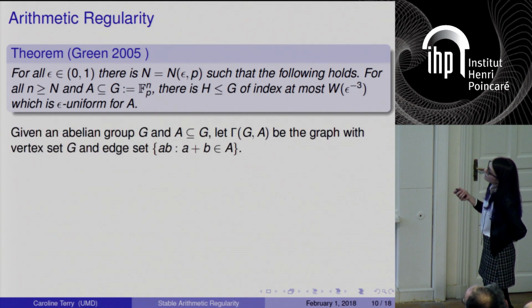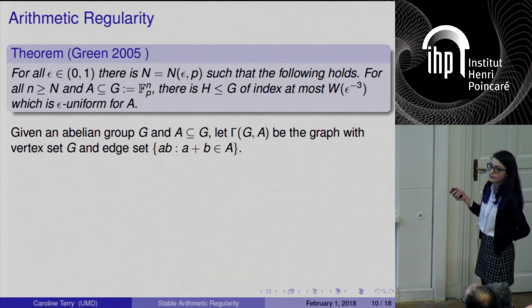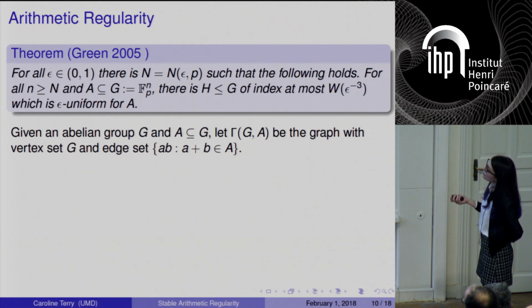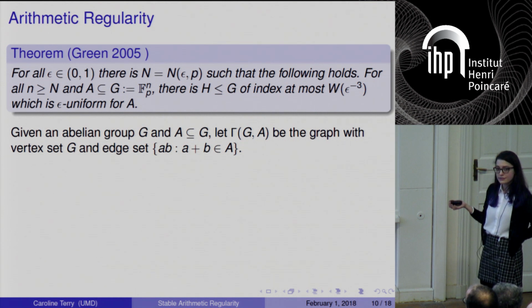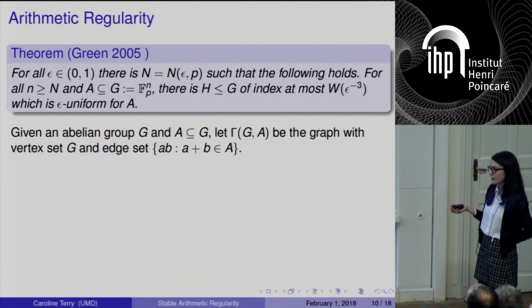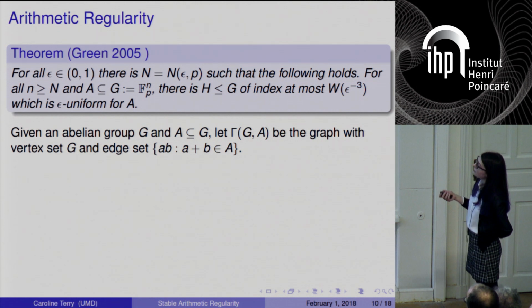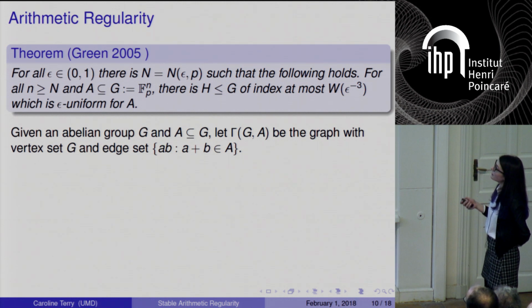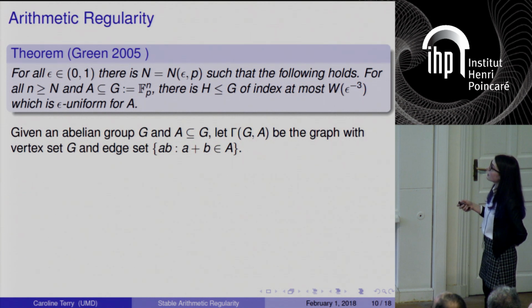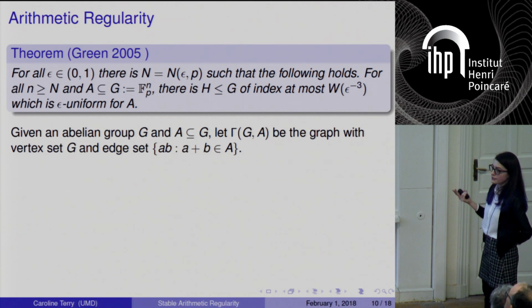This is the type of statement that was used to prove the triangle removal lemma in this same paper. Now, this is an arithmetic way of looking at this. In this particular case, I can rephrase it for graphs in terms of graph regularity, and I'm going to do that because I like graphs. Given an abelian group G and an A contained in G, the Cayley graph of A and G, which I'll denote gamma(G, A), is the graph with vertex set G and edge set the pairs a, b such that a plus b is in A.